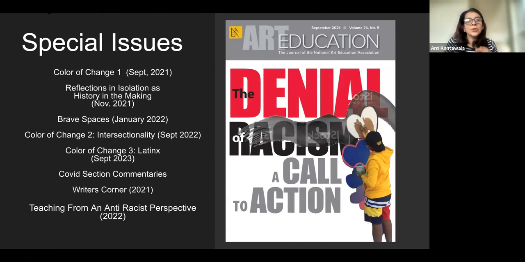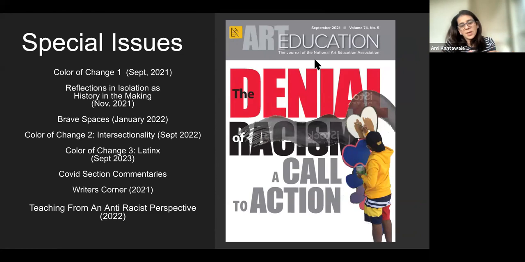So here are some special issues that we have done so far, and we will be doing additional issues in the coming years. This is just hot off the press. It's not in press yet, but this was the cover that we just finalized for the September issue, which has been co-edited by Kendall, Asavri, Ashley, Dipti Desai, Amy Cray, and Steve Carpenter. The call was titled Color of Change, and the issue is titled The Denial of Racism, A Call to Action. So that is our very first special issue of 2021.